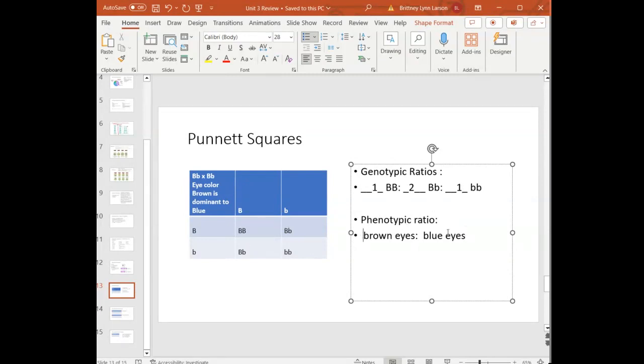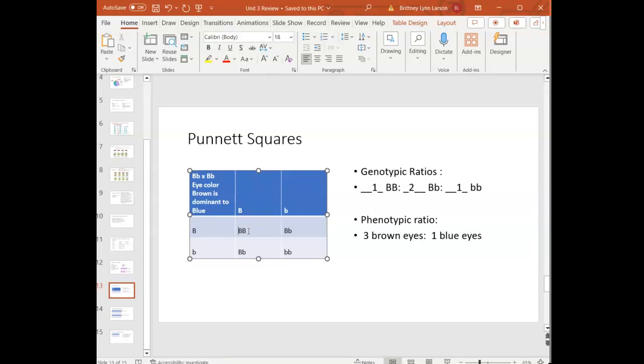And then my phenotypic ratio, if I'm particularly looking at brown and blue eyes, I know that 3 individuals have brown eyes and 1 individual has blue eyes because I was told that brown is dominant to blue. And in my cross, if they carry the dominant allele, they have that dominant phenotype. They cannot have blue eyes. They can only have brown. That's a very normal Mendelian Punnett square.